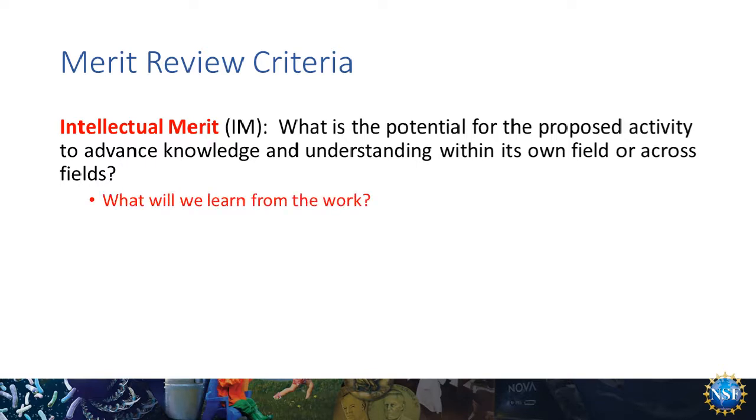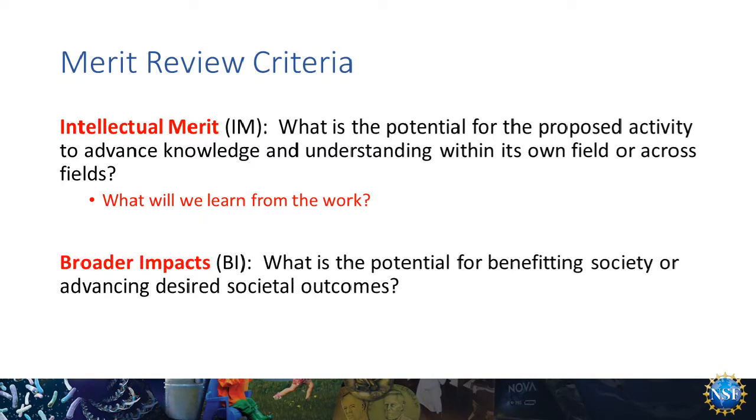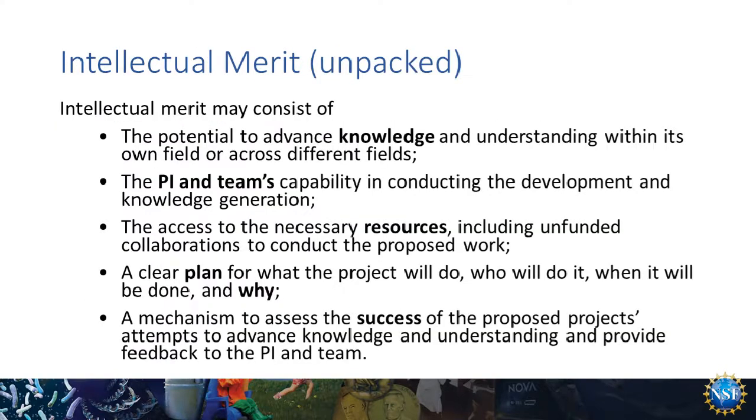So you could sort of rephrase this as, what will we learn from the work? What are we actually going to learn? Whereas the broader impacts address the potential for benefiting society or advancing desired societal outcomes. And you can think of this in terms of, why is the work important to society? So intellectual merit can consist of a lot of different things, and we ask our reviewers to address a number of possible concerns when they review these proposals.